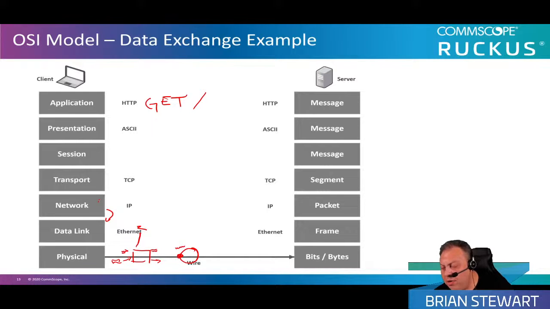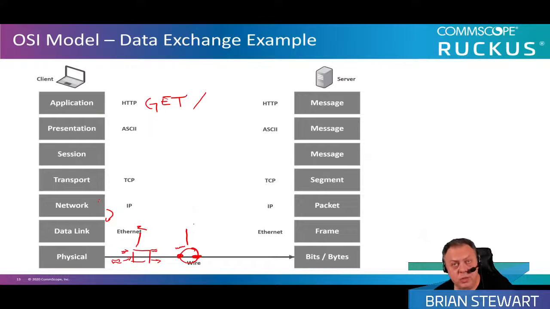When it gets to the router, that router has to make a very similar decision to what I did originally. It has to look and find out if the destination IP address is itself. So it finds out, nope, I'm not the web server for www.comscope.com, so I need to figure out how to forward this.